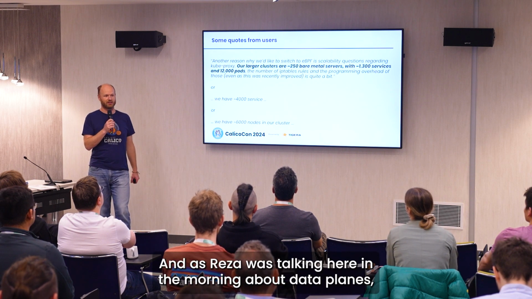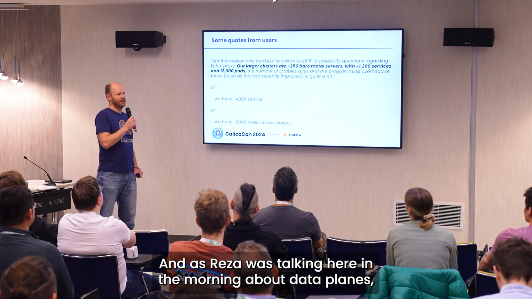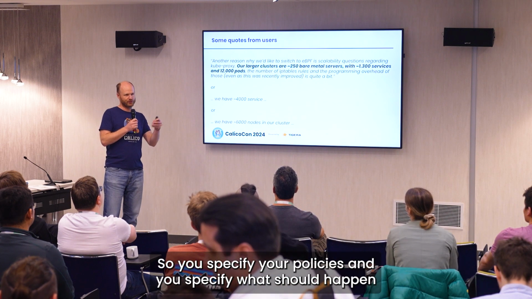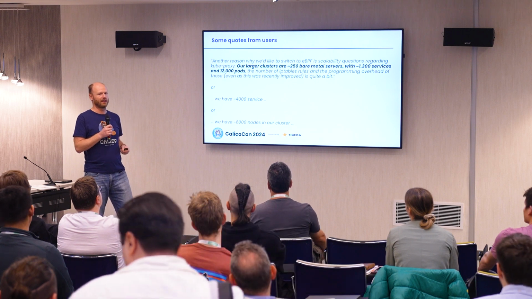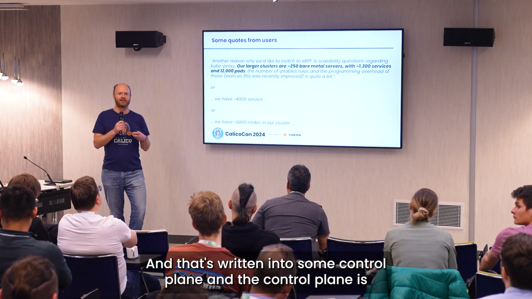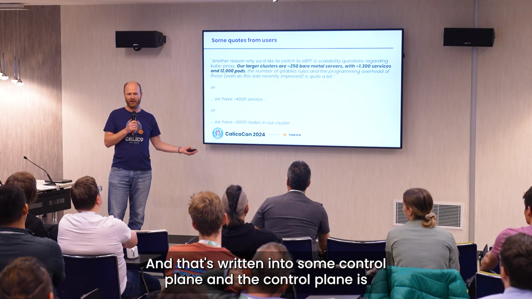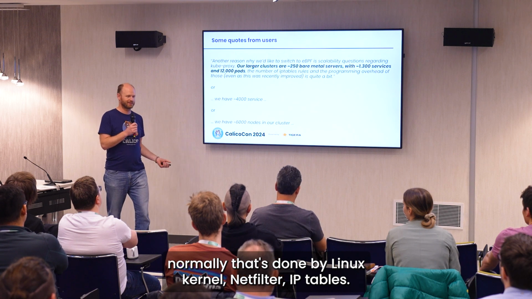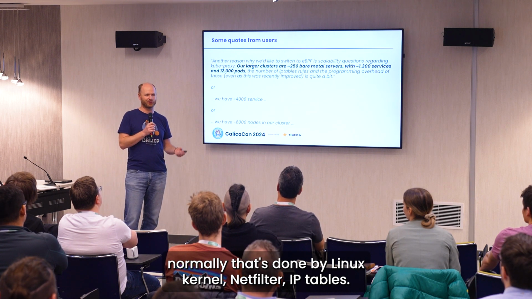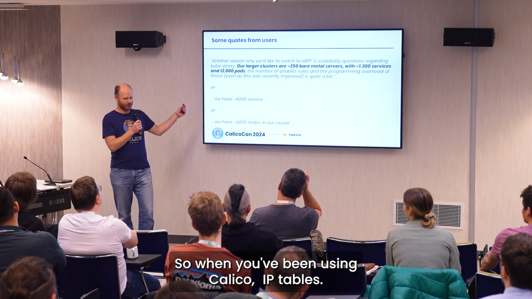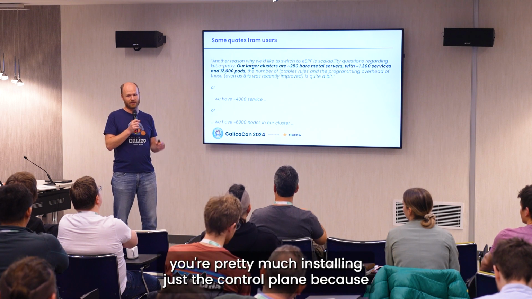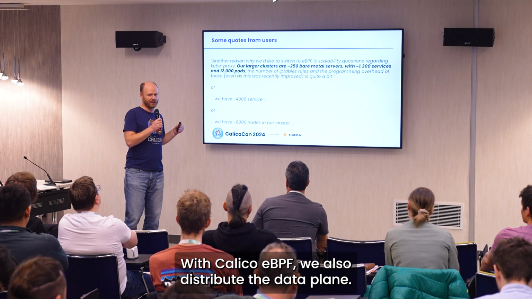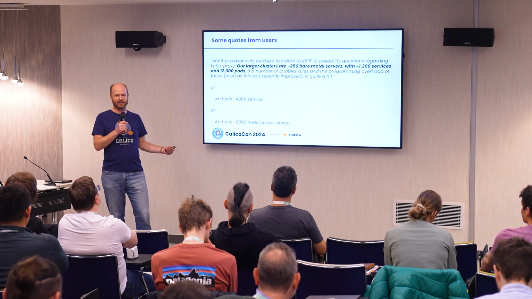And as Reza was talking here in the morning about data planes, Calico is primarily a control plane for a data plane, right? So you specify your policies and what should happen in the cluster, and that's written into some control plane, and the control plane is doing the heavy lifting and is actually passing the packets. Normally that's done by the Linux kernel, netfilter, IP tables. So when you install Calico IP tables, you're pretty much installing just the control plane because the data plane is already there. With Calico eBPF, we also distribute the data plane.